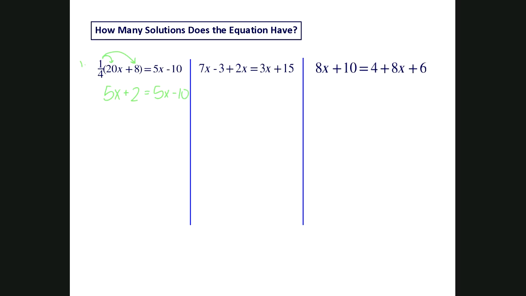So to keep solving, I'd want to get all the x's together. So I want to move these x's to the other side. So I'll subtract 5x on both sides. And when I subtract 5x on both sides, they both cancel out, and I'm left with 2 equals negative 10. 2 does not equal negative 10. That's ridiculous. I won't stand for that in my class. And so that's how we know there's no solution.